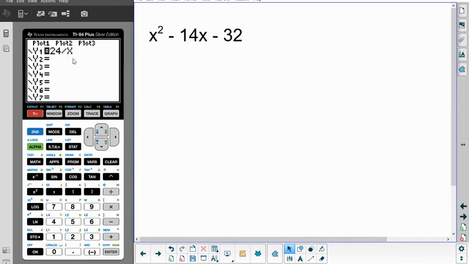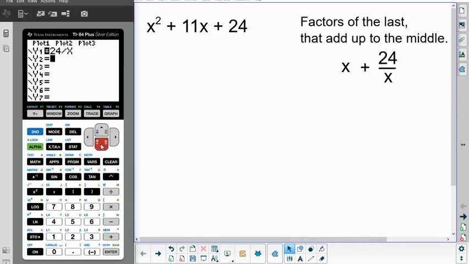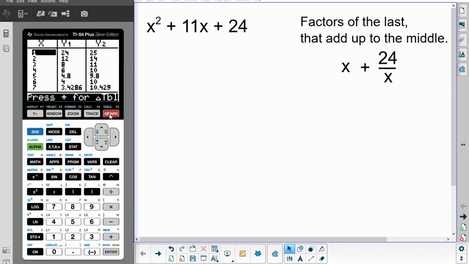So I go down, oops, I don't want to go down there. I want to go down over here, and I'm just going to put in x plus, and I like to keep my fractions in parentheses. So I'm going to put 24 divided by x. So I have this in there, and so I go back to my table.